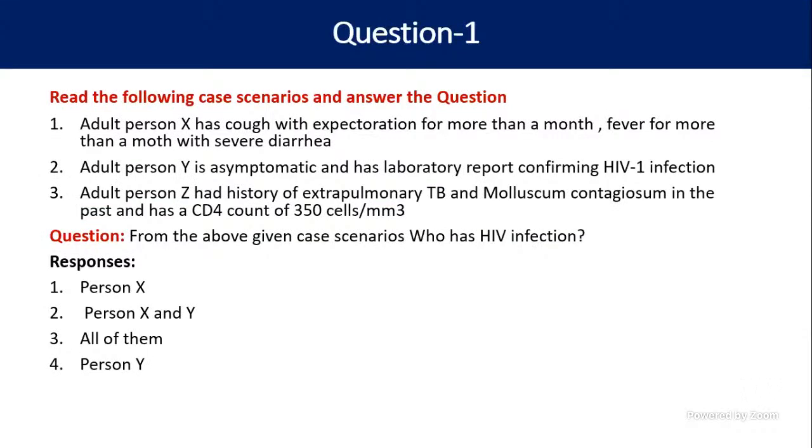Thank you so much, sir. I'll once again read the case scenarios and then we can start the e-poll. The first case scenario is adult person X has cough with expectoration for more than a month, fever for more than a month, with severe diarrhea. Case scenario 2, adult person Y is asymptomatic and has a laboratory report confirming HIV-1 infection. Case scenario 3, adult person Z had a history of extrapulmonary TB and molluscum contagiosum in the past and has a CD4 count of 350 cells per milliliter.